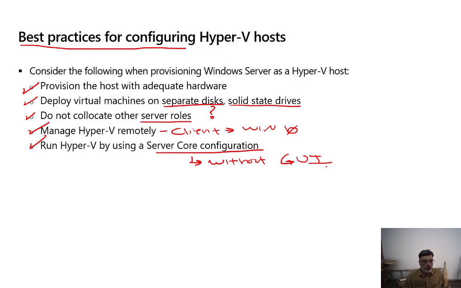For example, you have two disks, so you will install the second Hyper-V machines on the second disk. Do not install other server roles. So keep in mind, do not install any other role other than Hyper-V on your physical server. For example, don't install DNS or DHCP server.